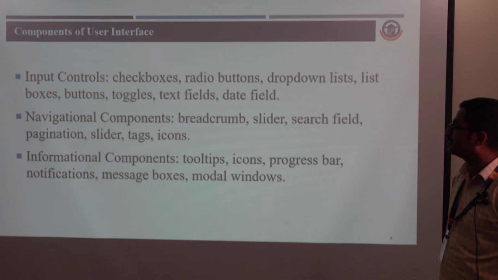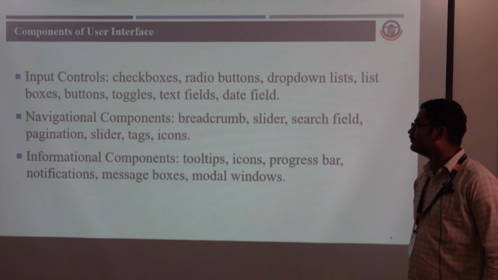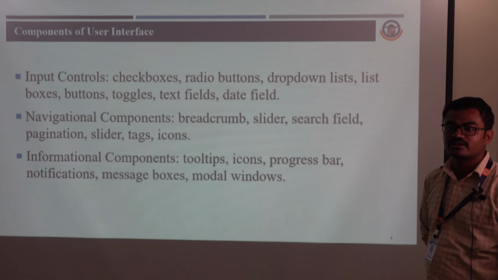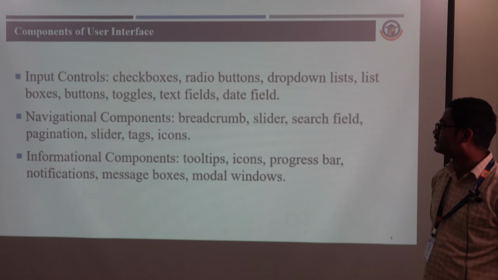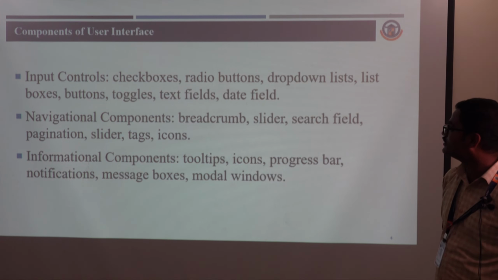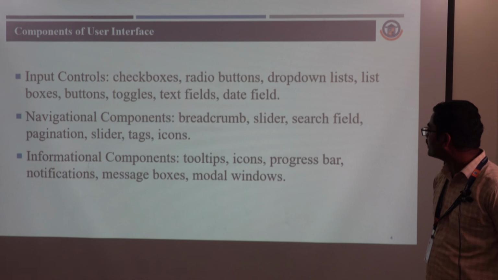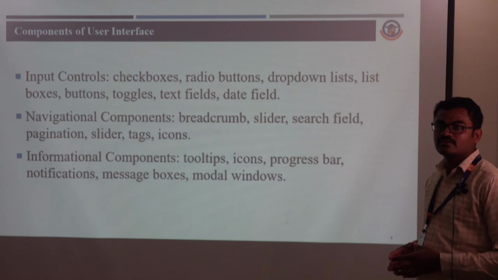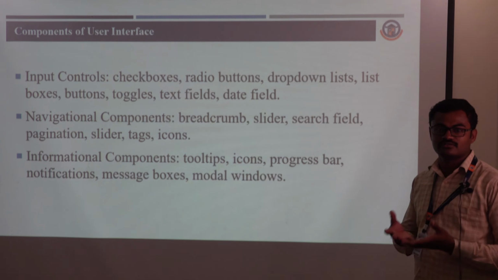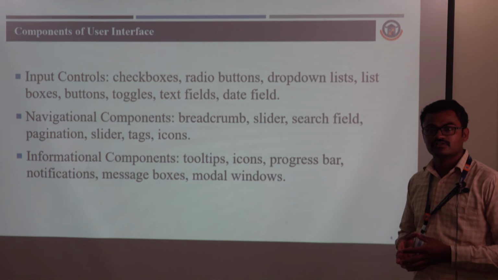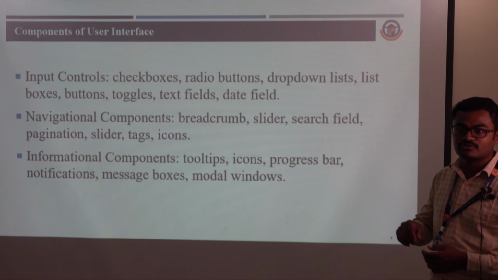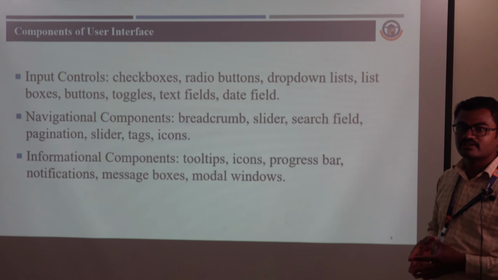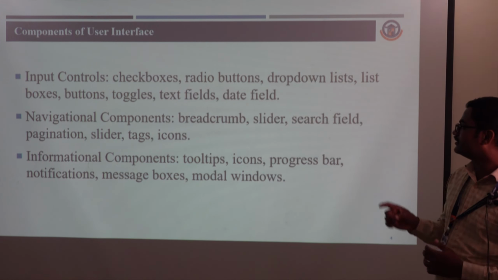Next are the components of the user interface. These are the major components; without them, we cannot design any web page. For example, input controls: checkbox, radio buttons, drop down list, buttons, toggle, text field. For example, a web page like Google has a menu bar and a text field where we can search. This is the input control.